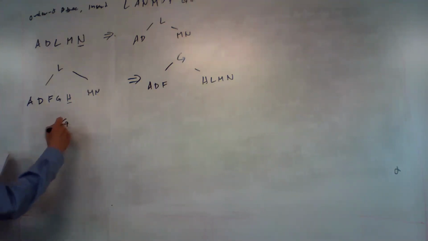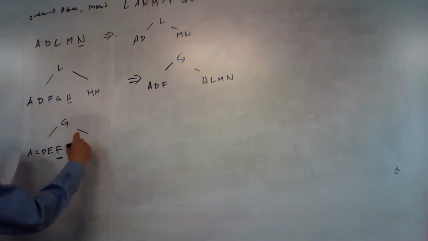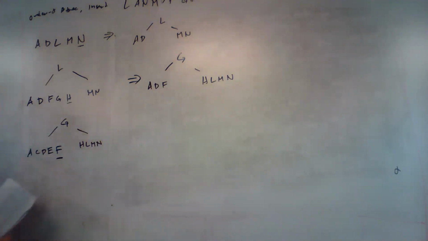And so next we would have G. And then over here, we're going to have A, C, D, E, F as we insert. So this is the one that's overflowing us. And then we have H, L, M, N. So you can see at this point, we have no left sibling. Our right sibling is full. So we can't do the redistribution where we just push some values over. We're actually going to have to take these and split 2 nodes into 3.